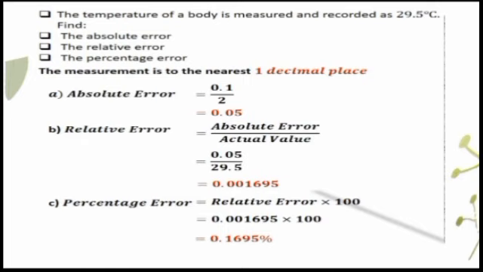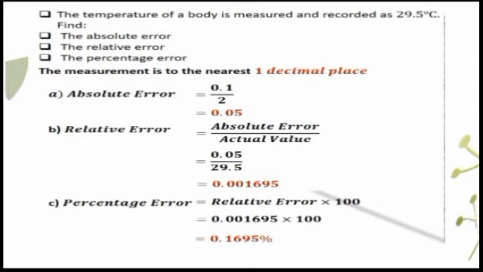Taking one more example, we have the temperature of a body is measured and recorded as 29.5 Celsius degree. Find the absolute error, the relative error, the percentage error. Note, the measurement is done to the nearest one decimal place. Hence, to get the absolute error, we do 0.1 over 2. 2 is the constant. This gives us an absolute error of 0.05.